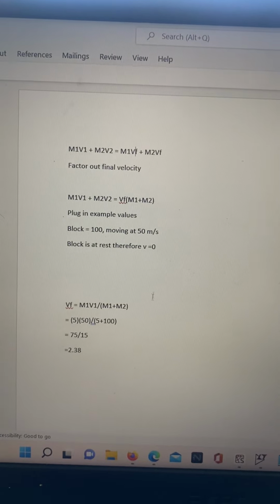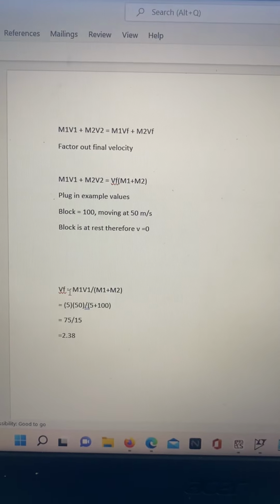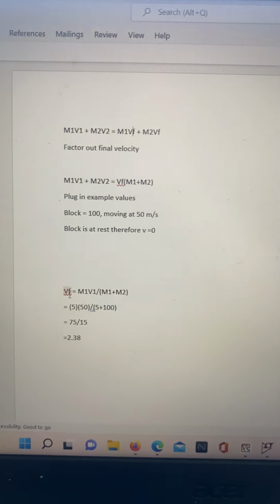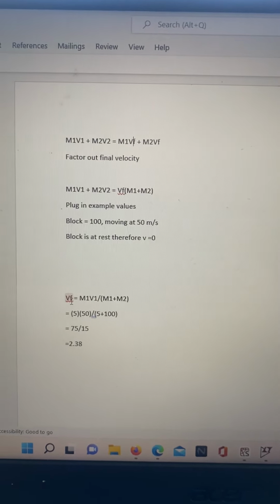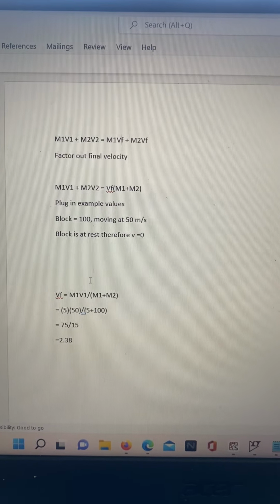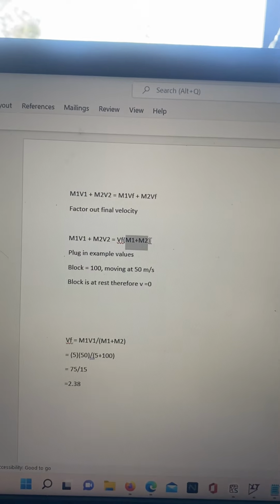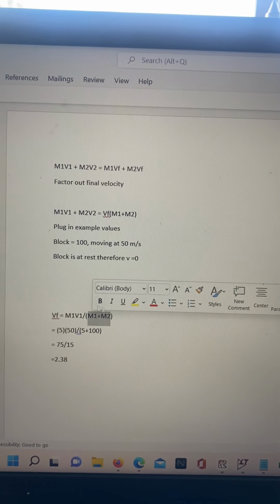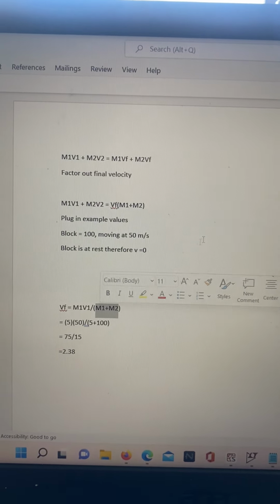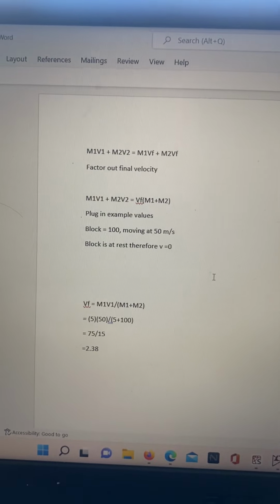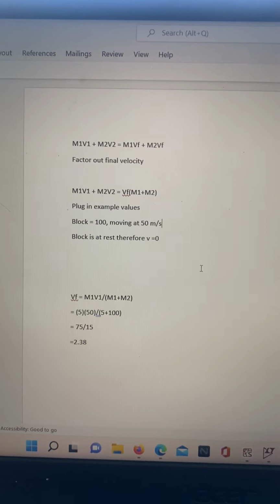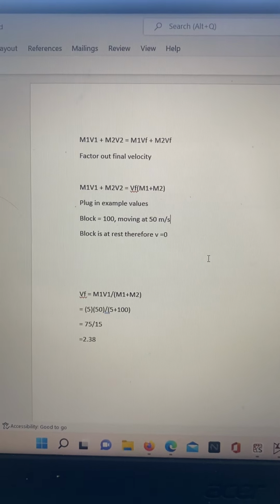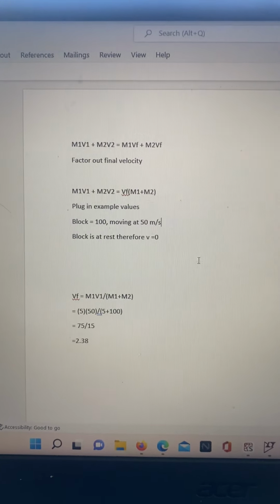Then coming down to here, we can solve this equation for V final, which will give us M1V1, and then we divide right here. M1V1 divided by M1 plus M2. All right, and that should give us the final velocity of the block with the bullet embedded inside of it.